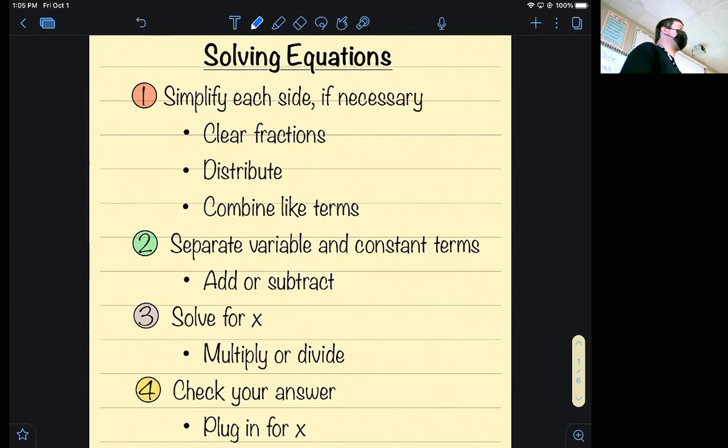Okay, the constants are the numbers that don't have an x or y or whatever your variable is. Those are just regular integers, or they could be fractions or decimals. They're usually integers. So we want to separate them. We want to get all the variable terms on one side. We want to get all the constant terms on the other side. And once we do that, our final step, if needed, sometimes it's not needed, is to multiply and divide to get x or our variable by itself.